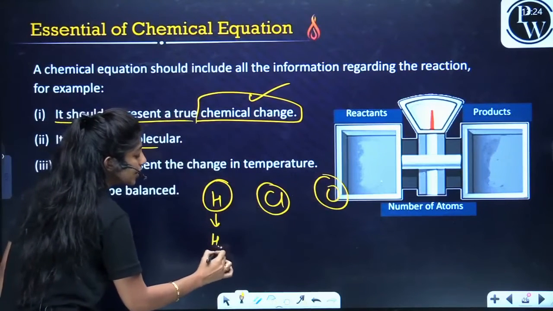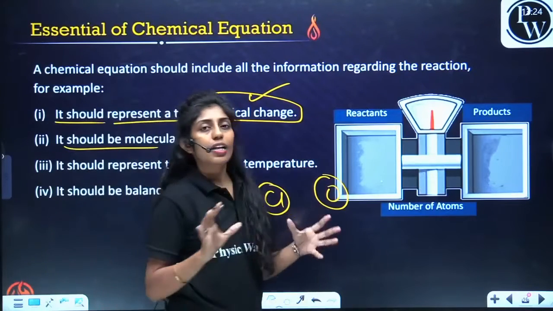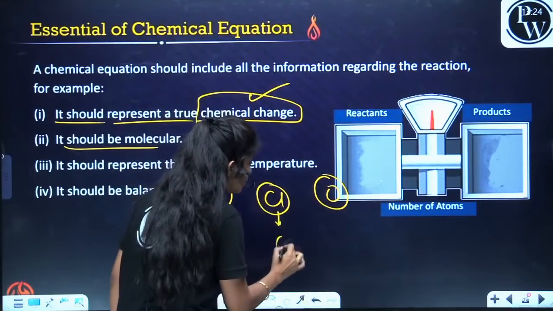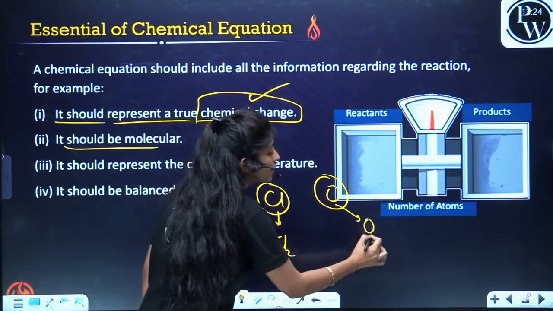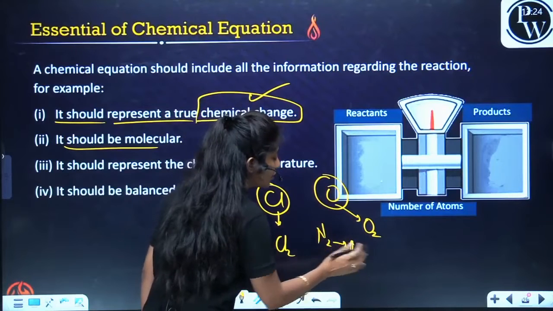Hydrogen exists as H2. That is the molecular form. Chlorine cannot stay alone, so it will be forming Cl2. And oxygen is present in the O2 state. Nitrogen will be present in the N2 state.